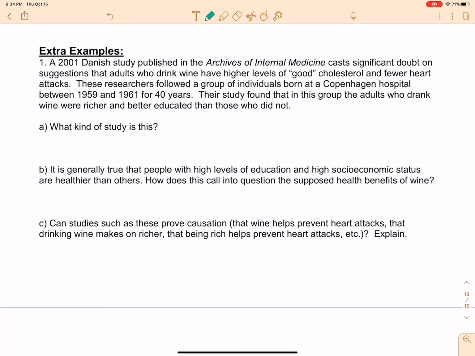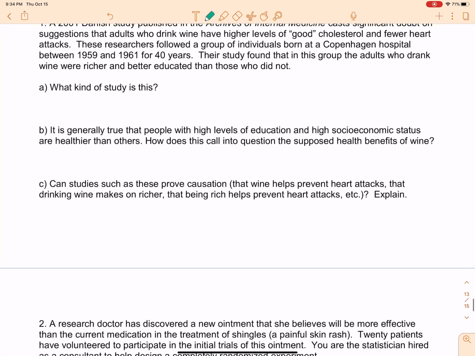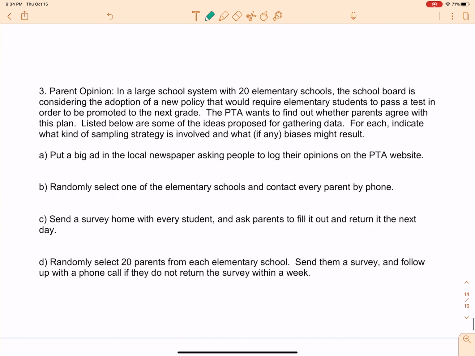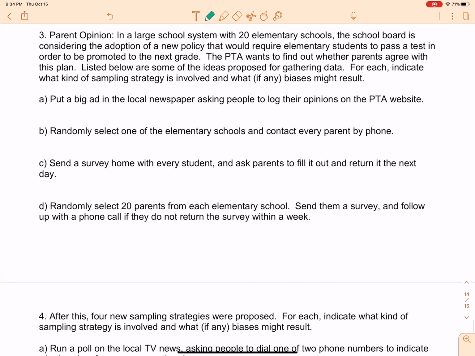Okay, babies, in your notes, there is a section called Extra Examples after all of the other examples, and I just started renumbering them, 1, 2, 3, etc. So we're going to scroll down here, and we're going to look at example 3, parent opinion.